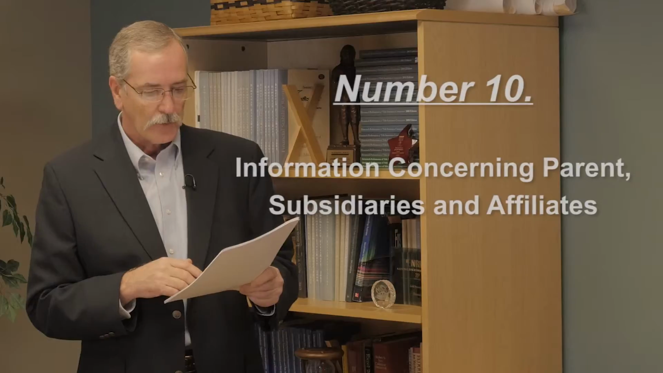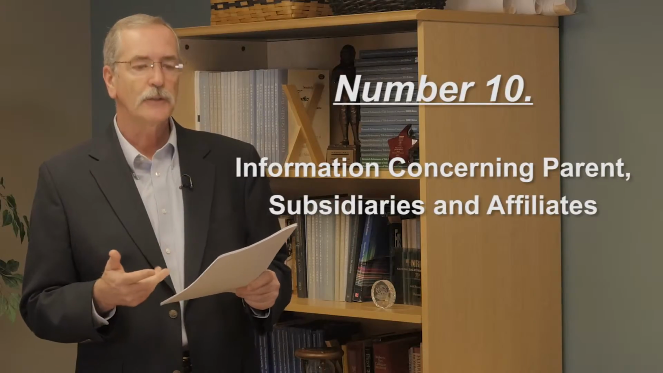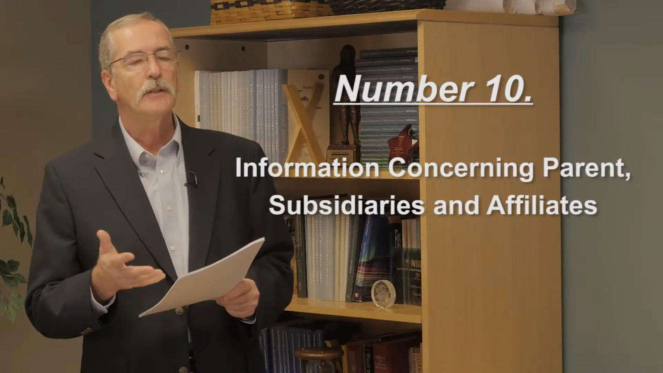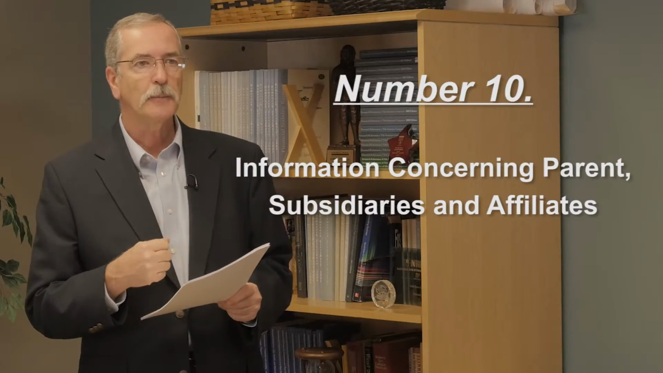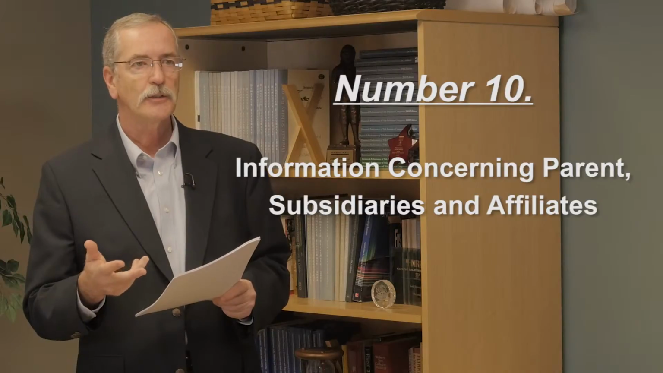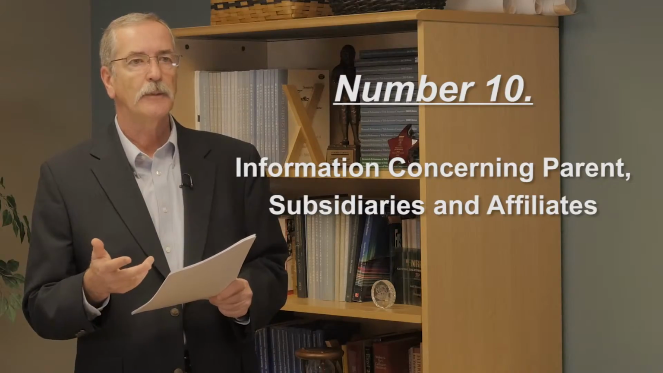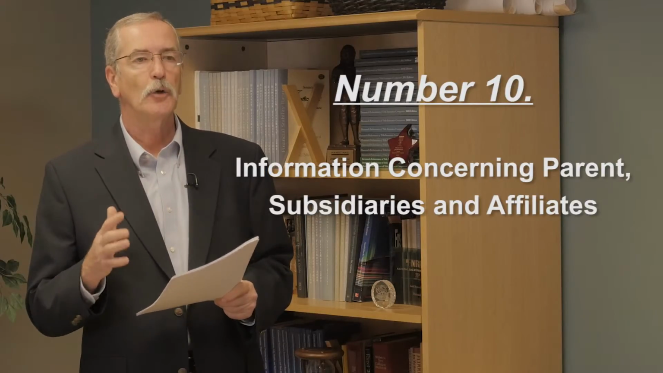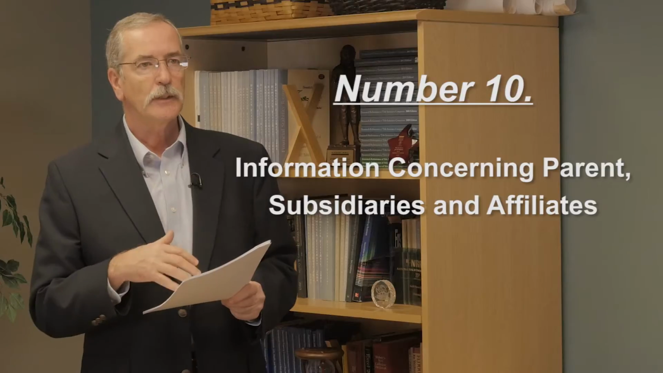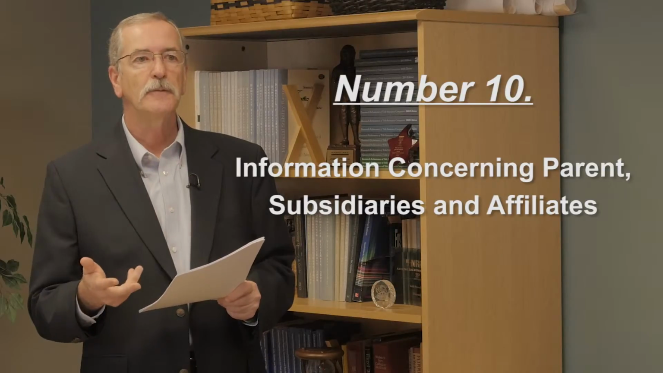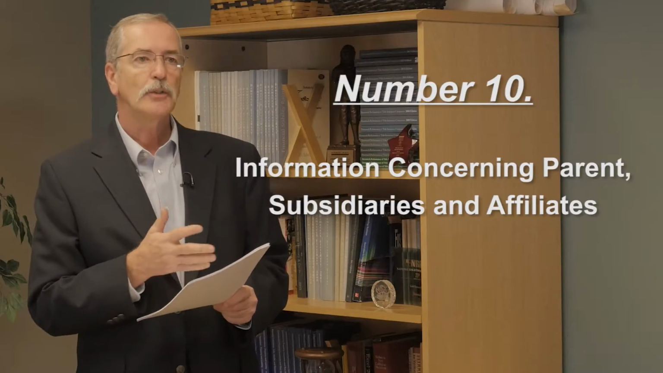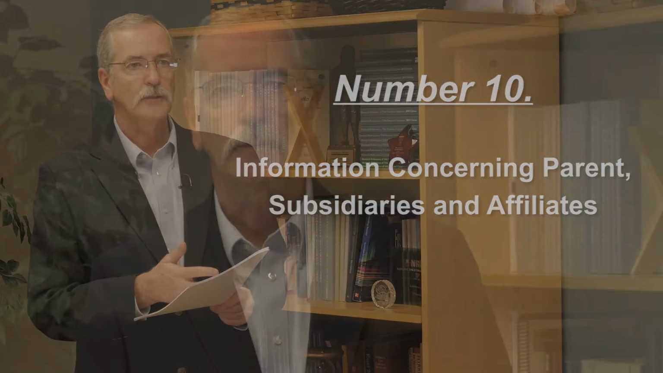Another footnote you might want to take a look at is footnote number 10, and that's information concerning a parent, a subsidiary, or an affiliate. And this is important because if you've got a group of companies that have changed their structure, maybe they've added another property casualty insurance company, maybe they've acquired another company, something about their corporate structure has changed, you may want to take a look at that. It should provide you enough information in that footnote to make you comfortable with what you're looking at with respect to that company's financial statements.